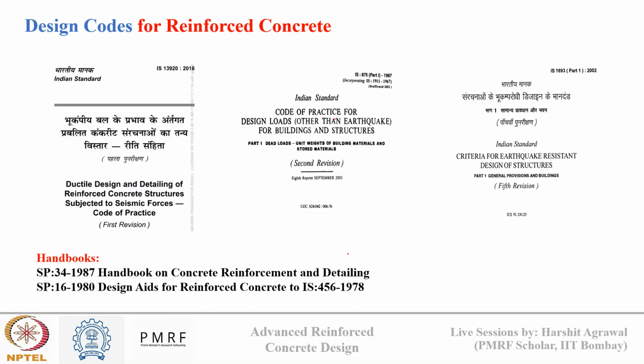Beyond material and structural design, we also need to consider loads acting on the structure. So IS 875 estimates the various loads on the structure like dead load, live load, wind load, and snow load. While IS 1893 and IS 13920 are codal guidelines for earthquake resistant design. And to ease practical design work, we also have SP 34 and SP 16, which provide design charts and detailed guidelines for implementing design codes in reinforced concrete design.